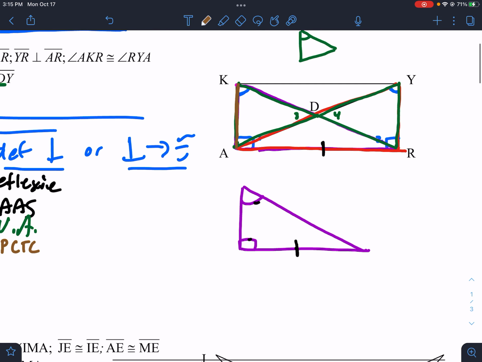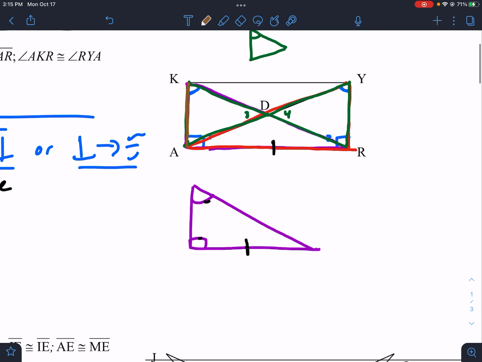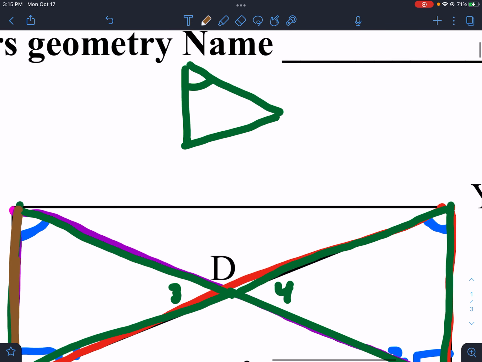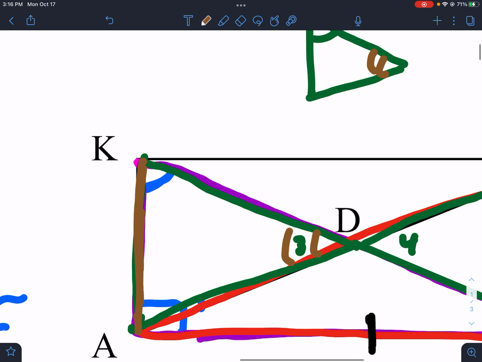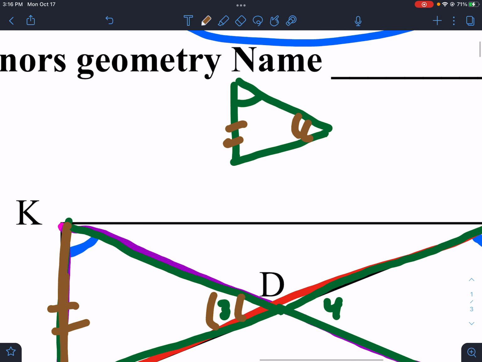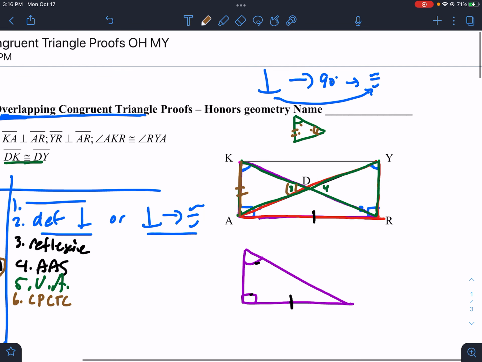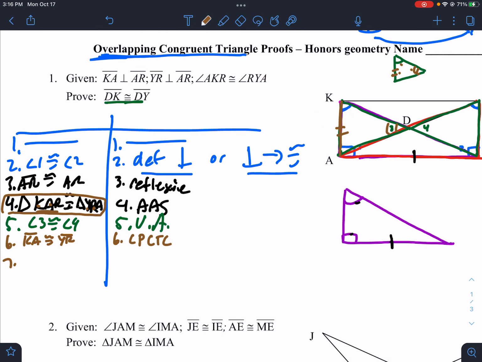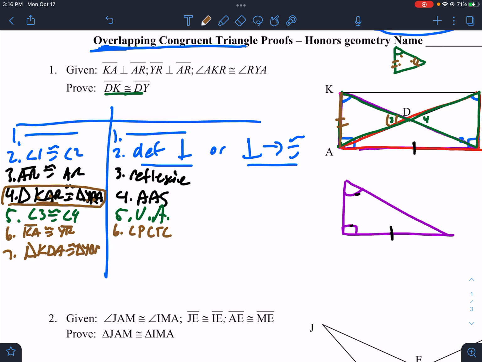All right. So we have that side. So go back up here. What do we have? Well, I'm going to put a double dash. We got this angle. That's the vertical. I'm going to put a double dash there as well. We have this side. We have angle, angle, non-included side. We can now say triangle KDA, my favorite band, is congruent to triangle YDR. And that is angle, angle, non-included side.